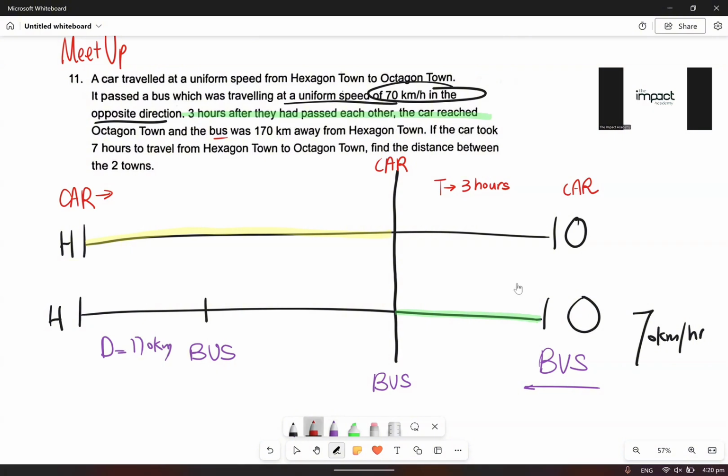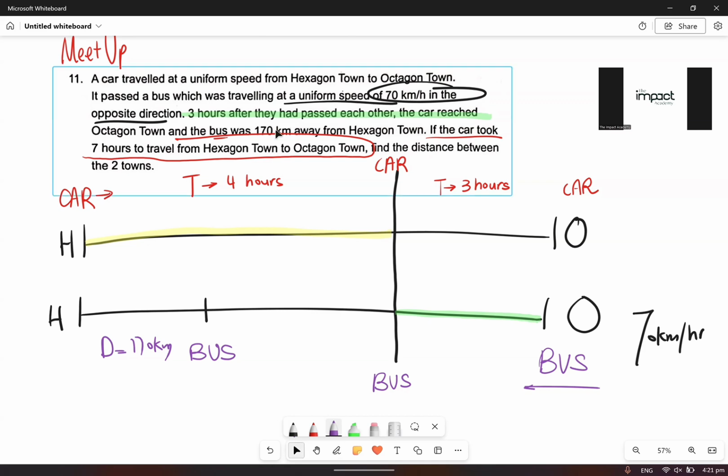Yes. Okay, so what happens? What did the question say? The question says, if the car took 7 hours to travel from Hexagon Town to Octagon, find the distance between the two towns. Does it make sense to you? Yes. However, there's other information: 7 hours in total. You get what I'm trying to say now? That means the distance between the car and the bus is 170 kilometers.